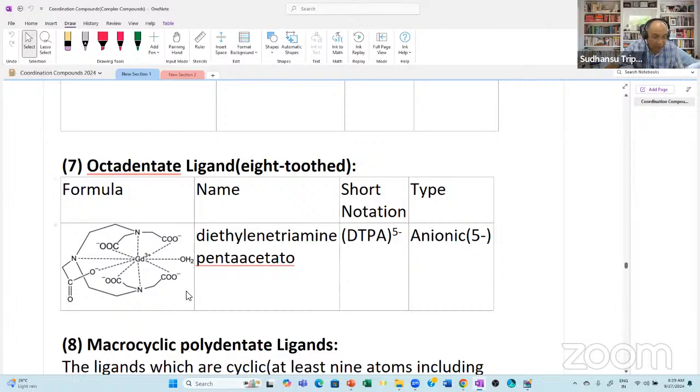This is a cubic structure. So N, CH2CO minus, CH2CO minus, then CH2CH2, N, CH2CO minus, CH2CO minus. This is one CH2CO minus, this is the other CH2CO minus. This is the N, so CH2CO minus here, CH2CO minus here, 2 CH2CO minus, and here 2 CH2CO minus.